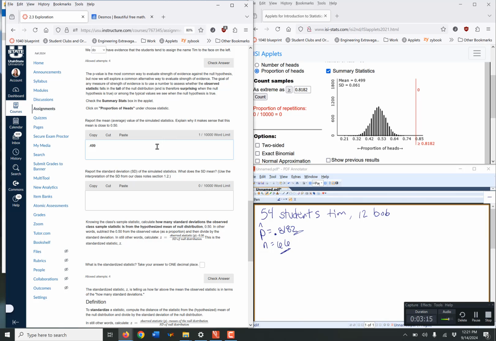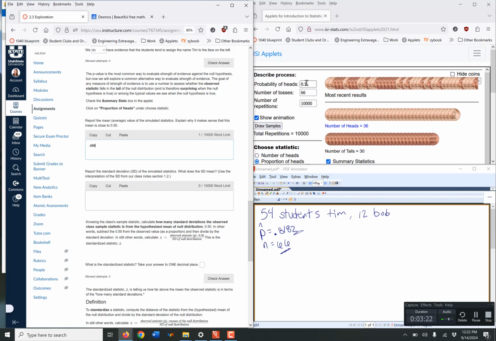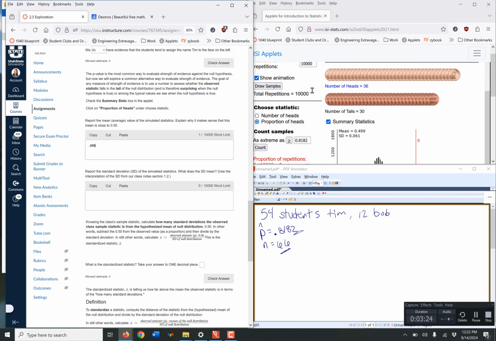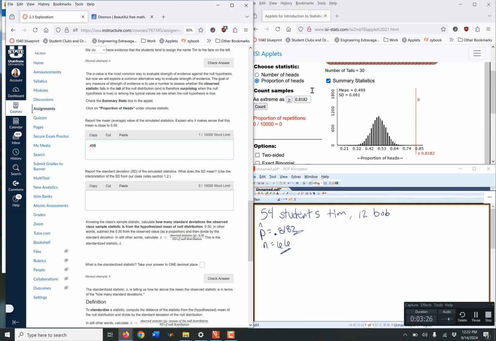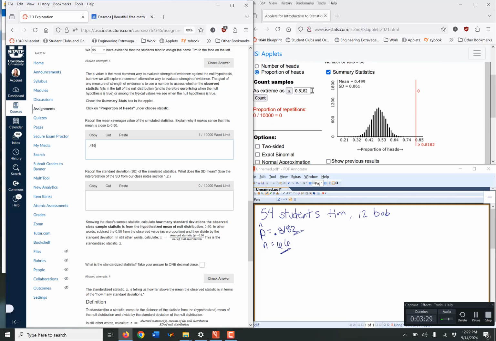Why does it make sense that this mean is close to 0.5? Well, 0.5 is the number we put in for our population proportion, our probability of heads. If our population proportion is 0.5 and I draw a bunch of samples, it makes sense that I would get sample proportions that are also close to 0.5. When we learn about the central limit theorem, we'll learn that this happens every time. It's always going to be centered at whatever number you put in for your population proportion. All your sample proportions will be centered at that same value.